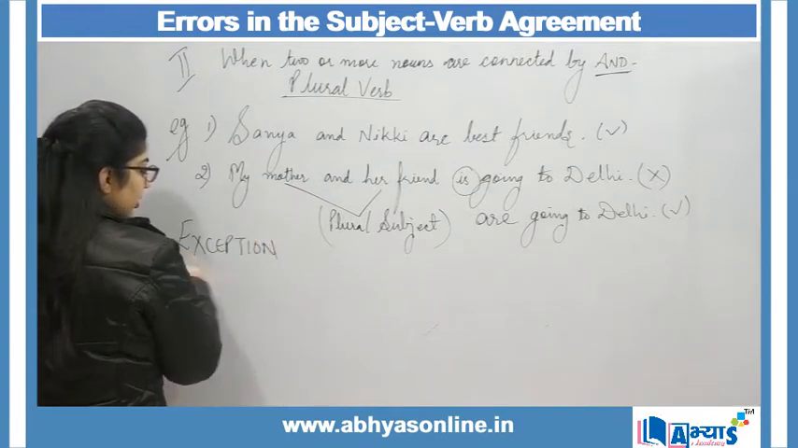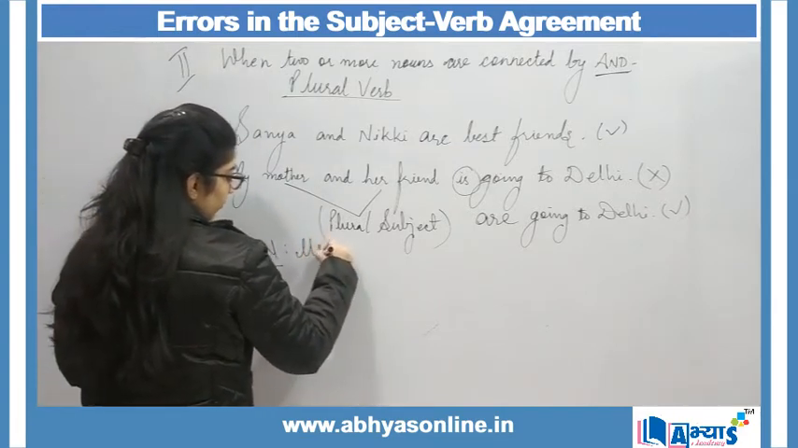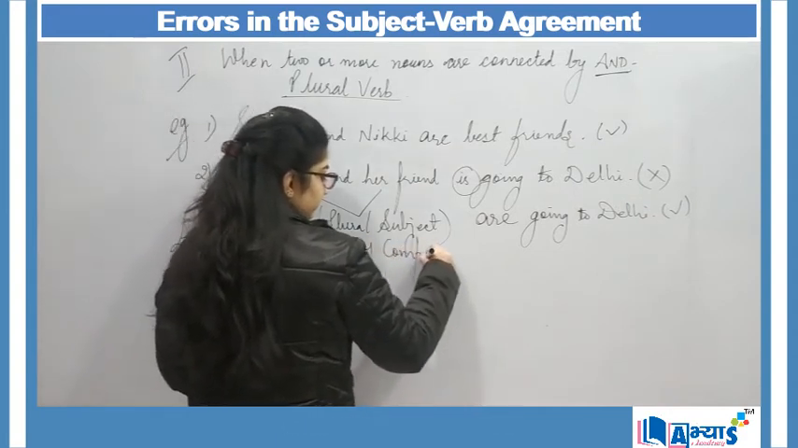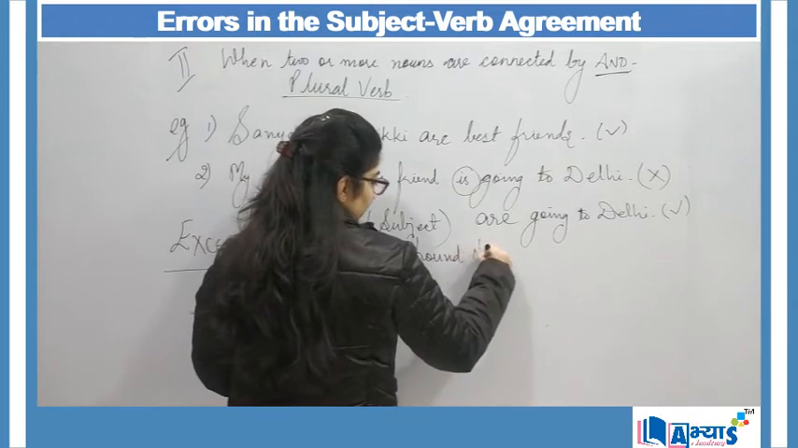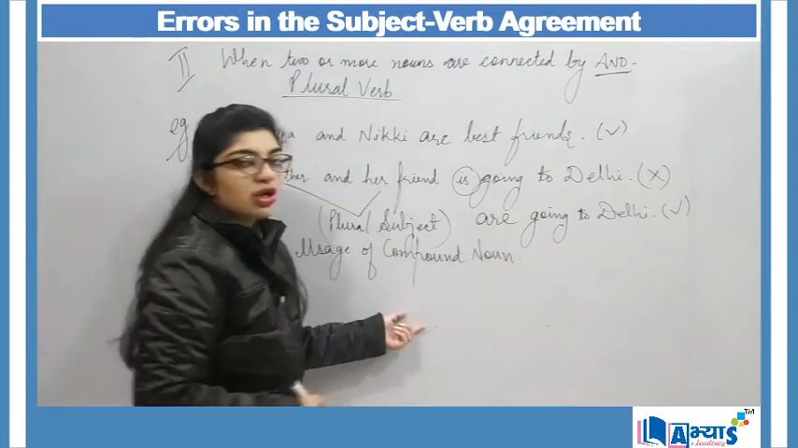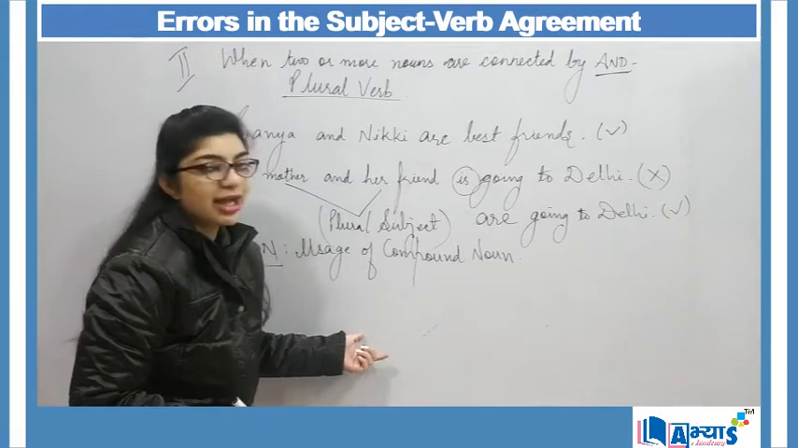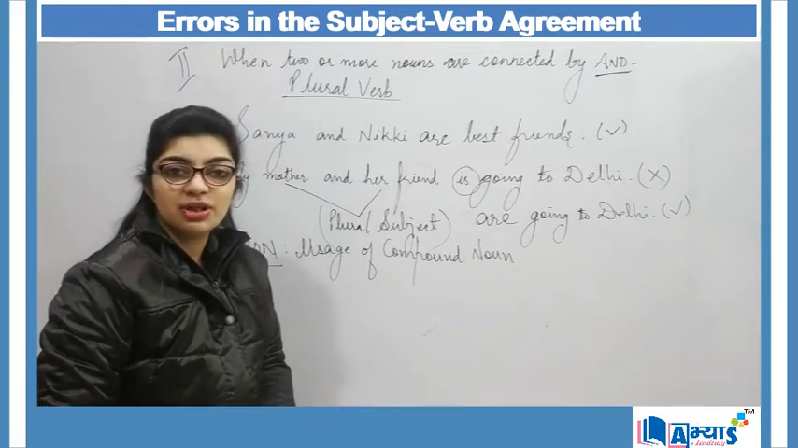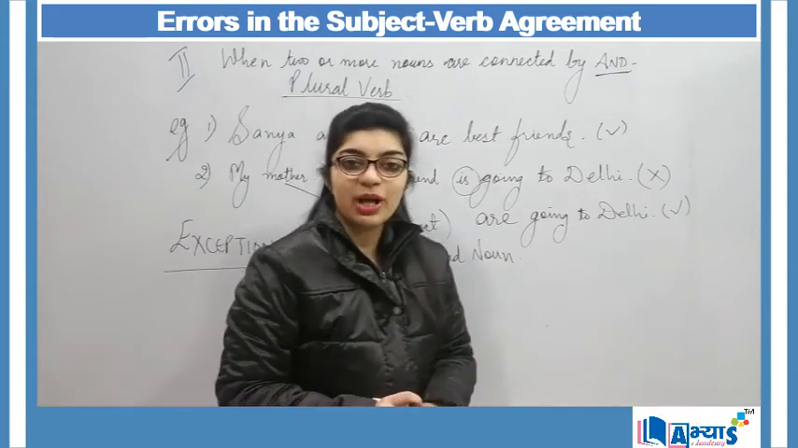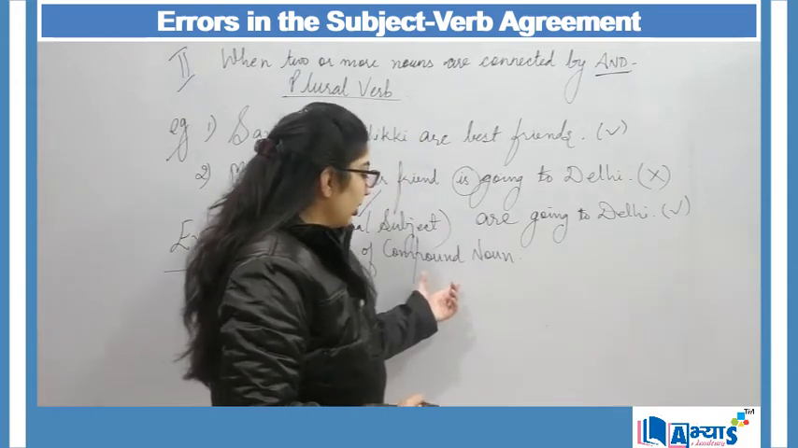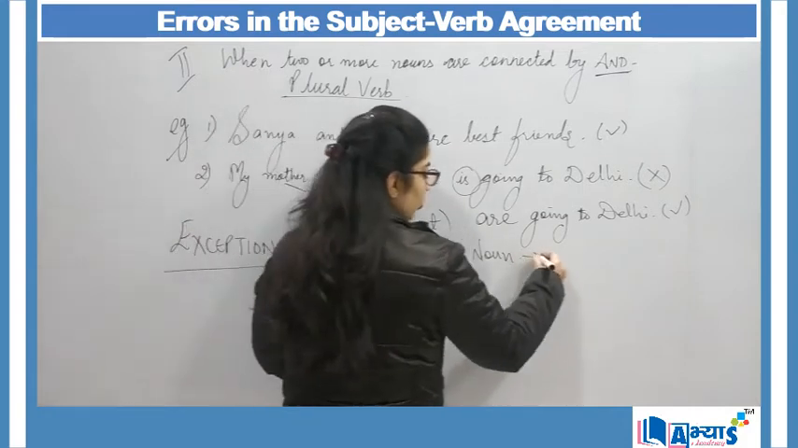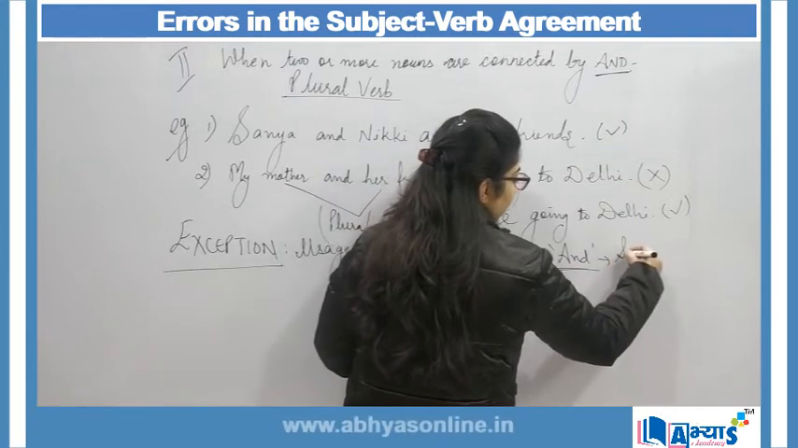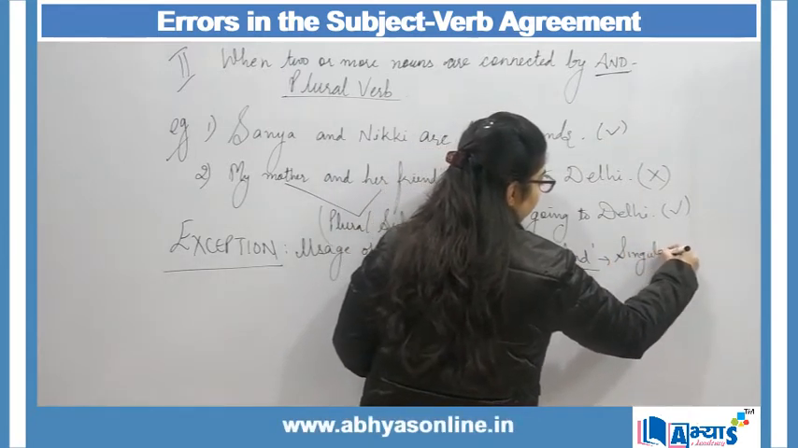The exception over here is with the usage of compound noun. Whenever we are making use of compound noun, at that time, instead of using plural verb, we will be making use of a singular verb, whenever we are joining those compound nouns with and. Now with compound nouns, whenever there comes the word and, with that and we will be making use of a singular verb.